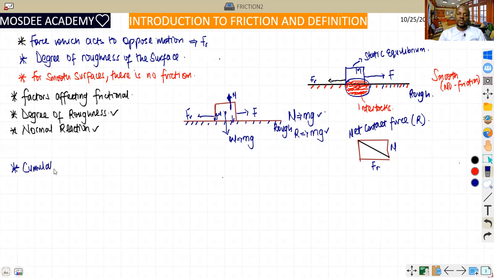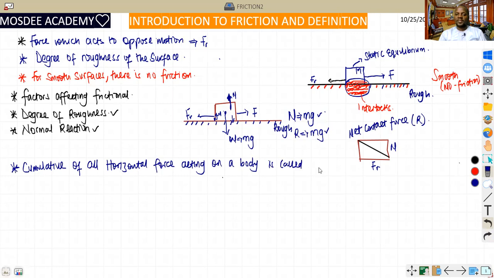Cumulative means the sum total. Cumulative of all horizontal force acting on the body is called the net contact force. Which is very important for us to keep in mind. So now that is the introduction to this phase and what we need to learn here.